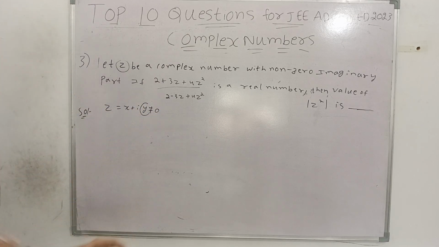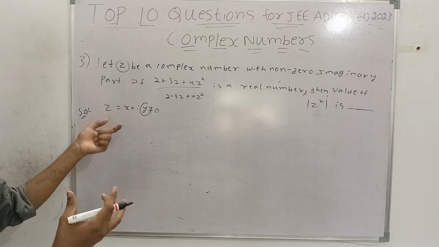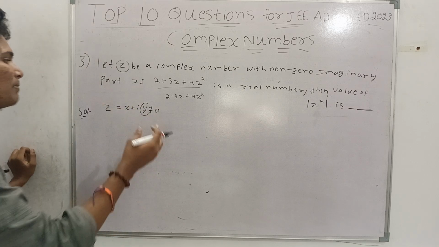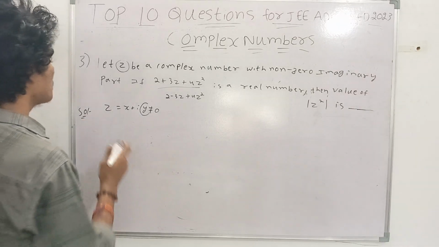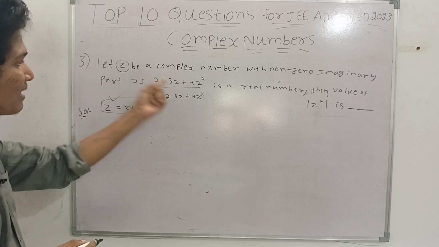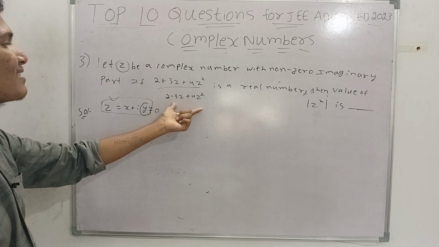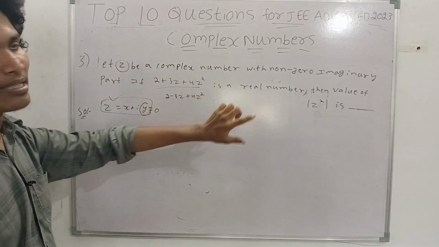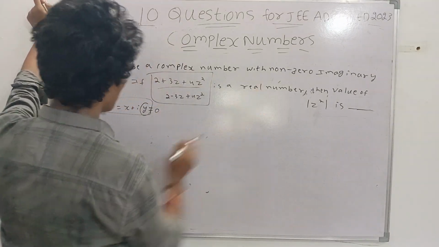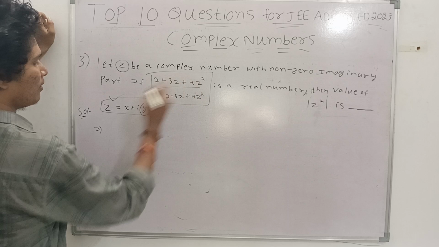Z is a complex number with non-zero imaginary part. So the imaginary part should not be 0, it is non-zero. It may be any other value. So Z is equal to x plus iy. And they are saying that if (2 plus 3z plus 4z square) divided by (2 minus 3z plus 4z square) is a real number. So basically this quantity is real. So let's take this value.